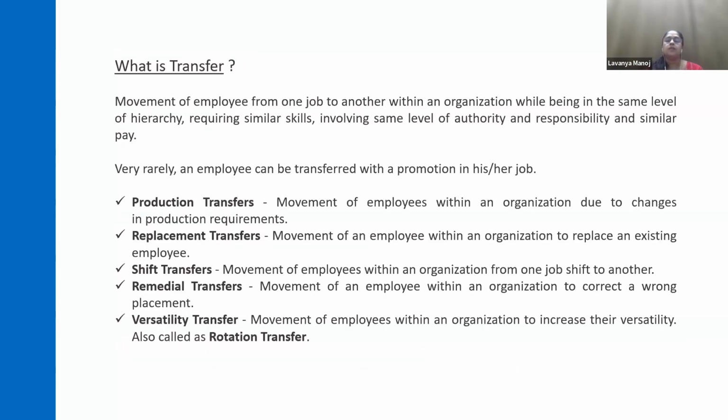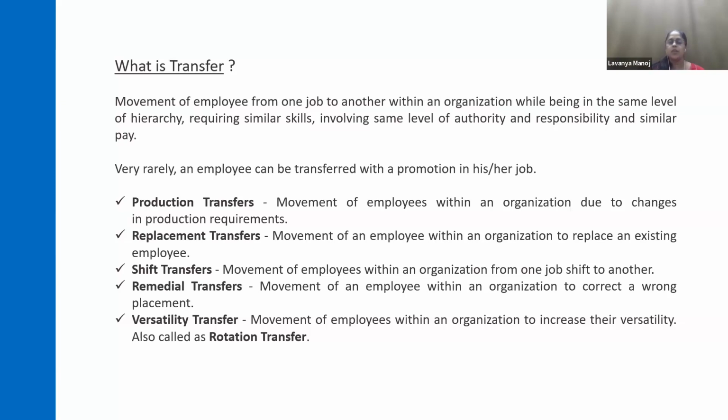Coming to transfers, moving an employee from one job to another within the same organization, that is called transfer. Sometimes mergers may happen, acquisitions may happen, and franchising may happen. So in those cases, the employee can be transferred to the company which has been recently merged with, or the employee working in the company which has been merged recently with a big company can be moved to that big company. So this is called transfer.